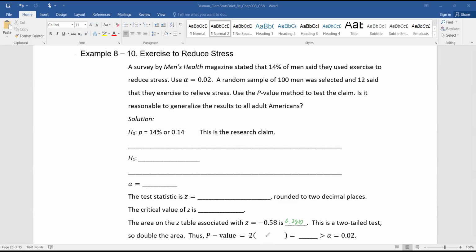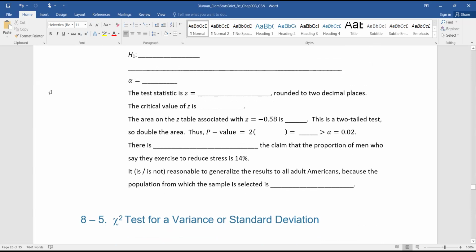So the p-value here is going to be 2 times 0.2810. In this situation, that's actually 0.562, which is greater than 0.02. And then you can also have solved that on the z-score as well. That negative 0.58 fell between negative 2.33 and positive 2.33, and seeing that the p-value ends up being greater than the alpha, with both of those statements, we can definitely say we're not rejecting the null hypothesis. There's just not enough evidence.